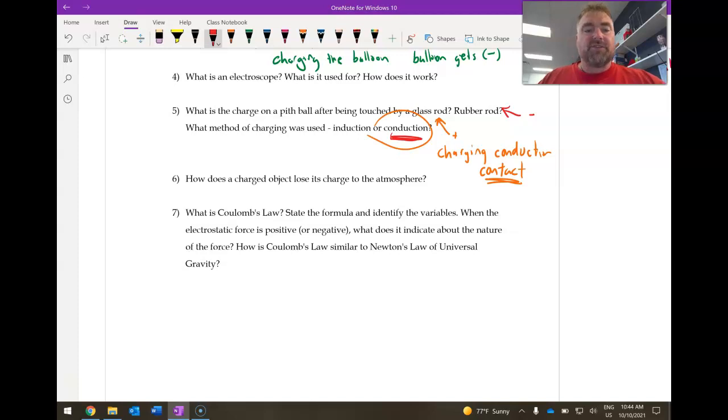Now, number 6, how does the charged object lose its charge to the atmosphere? Remember that in the atmosphere, in our air, we have water. Okay, and water molecules are polar, which means one side is positive, one side is negative. And so when a water molecule rubs up against something that's charged, it will invariably, generally, once in a while, take a negative off of there. Okay, and so if it's negatively charged, it'll actually take a negative away from it and move it around somewhere else.